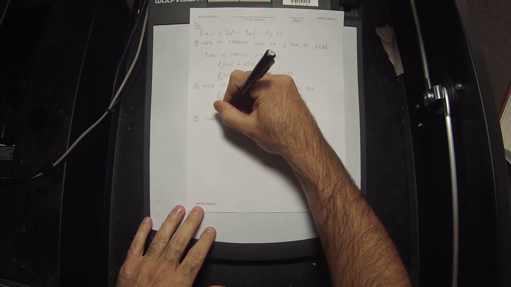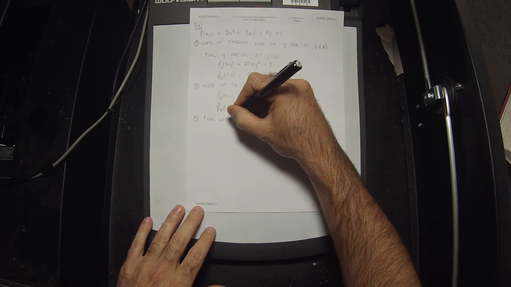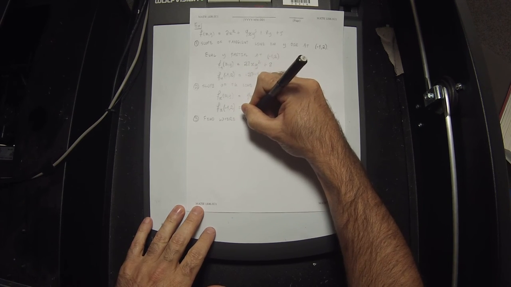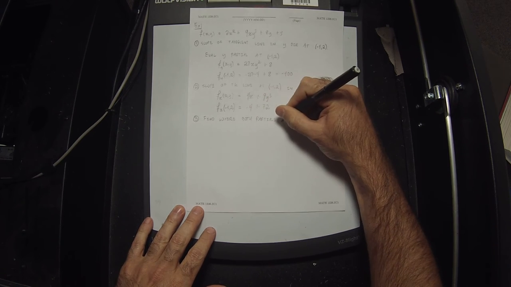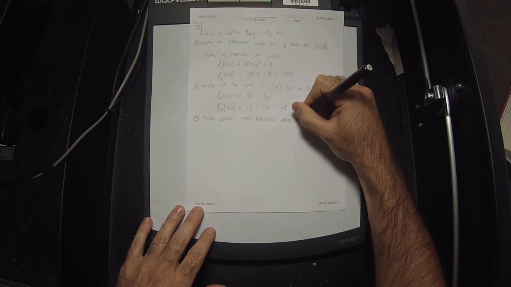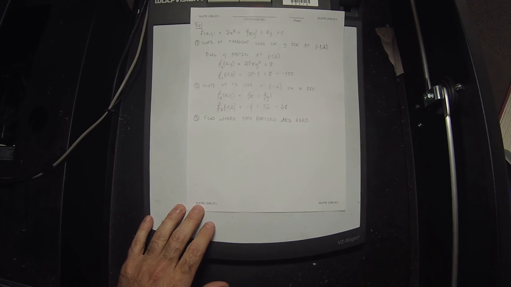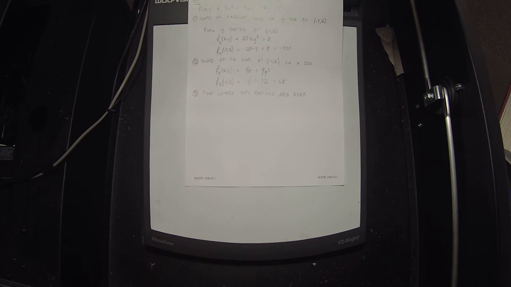Find where both partials are 0. So we want them both to be 0 at the same time. So set them equal to each other? No. You don't set them equal to each other. That would mean that they're the same. That could mean that they're both 7. So we need them both to be not just equal to each other, but both equal to 0.